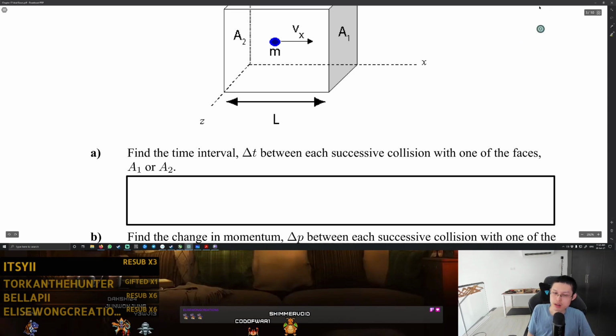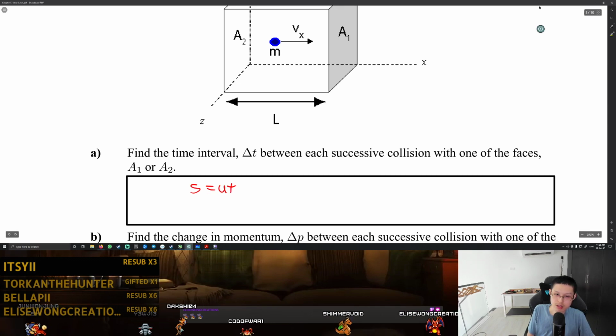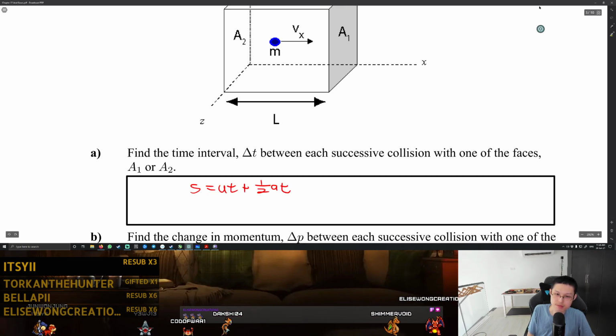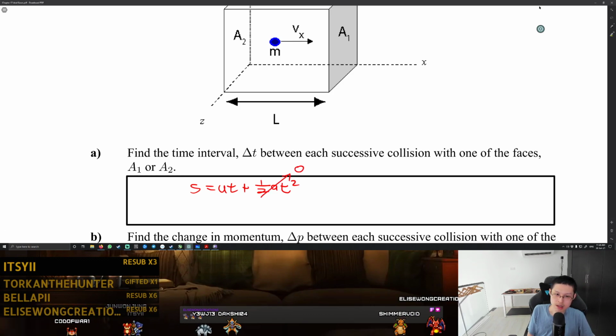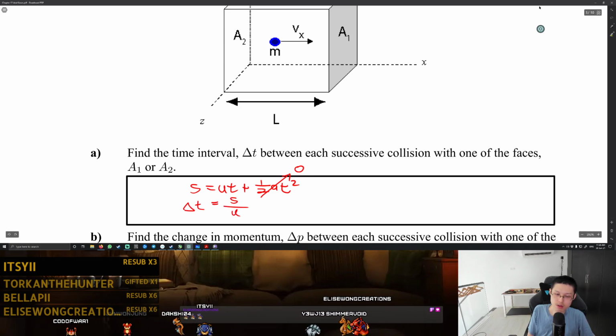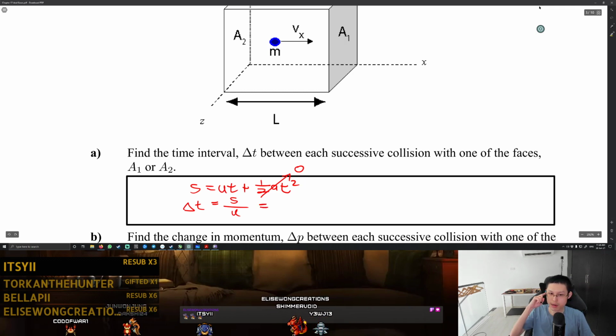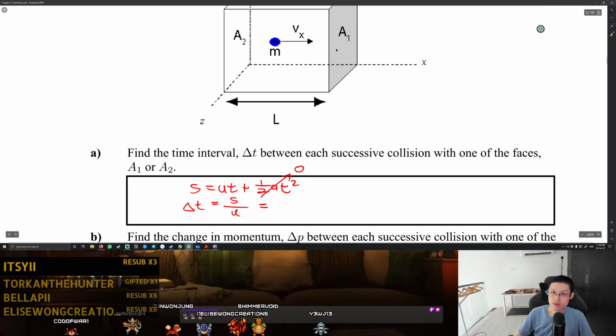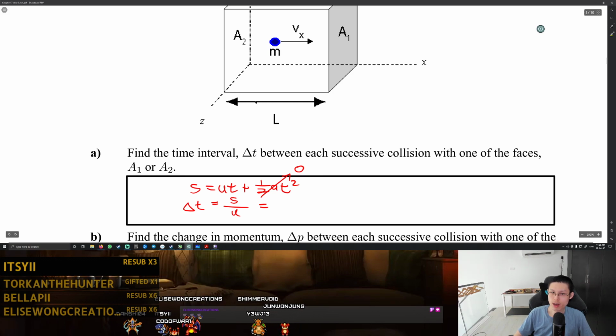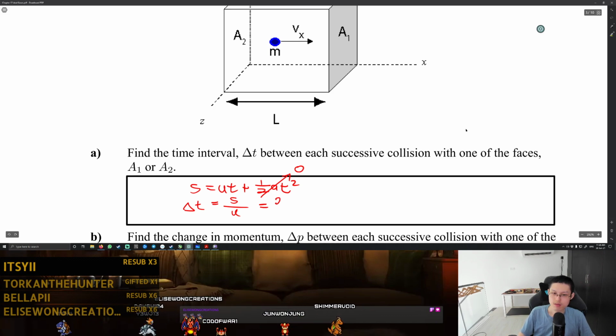Let's use a kinematics equation to find the time taken. Let's use S equals ut plus half at squared. We know a is 0, so this disappears. And we're trying to find t, so delta t is equal to S over u. S is going to be the distance traveled, essentially. So that's going to be here and then here. So that's 2L.